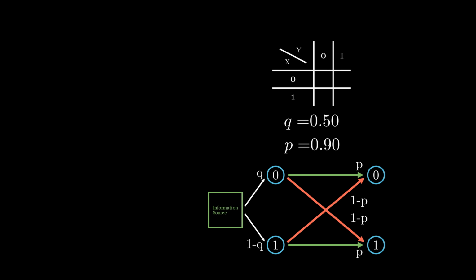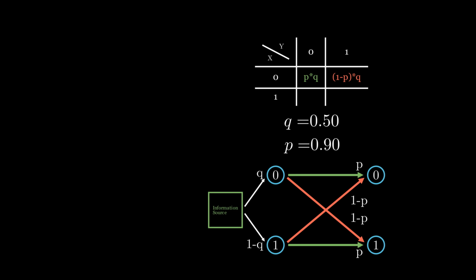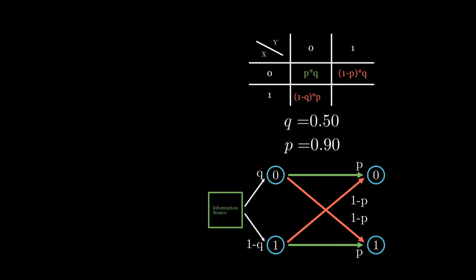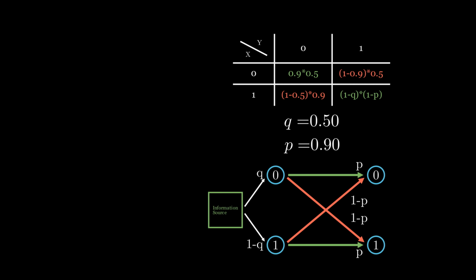The probability of sending and receiving a value of 0 will be the probability of generating 0 multiplied by the probability of not flipping that bit. Similarly, the probability of sending 0 and receiving 1 is the probability of generating 0 times the probability of flipping a bit. And the same applies when we send 1. We can now plug in the values for p and q to get the final probabilities.